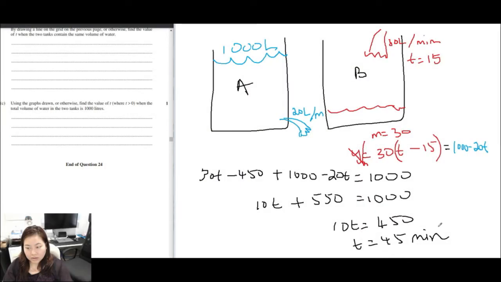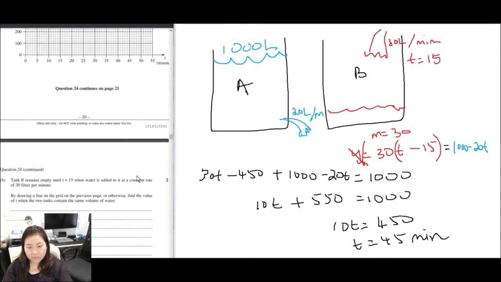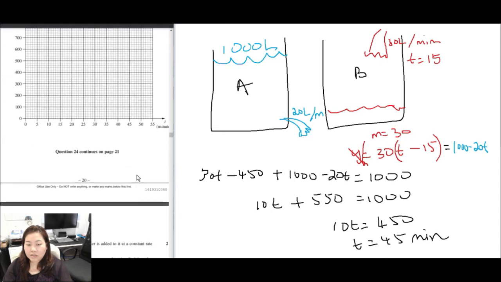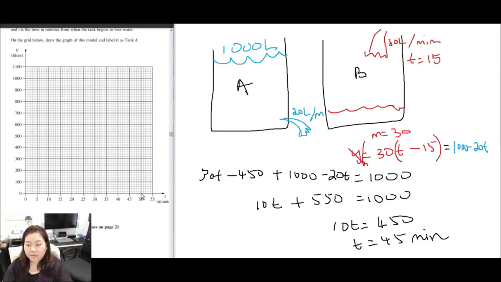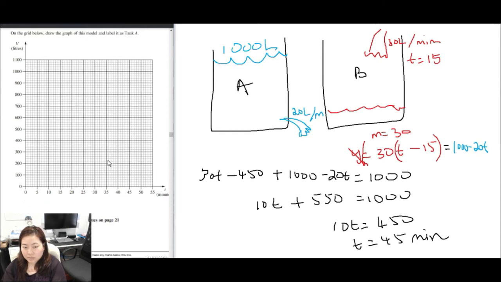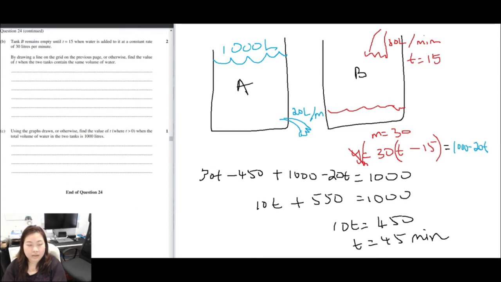Does that sound right? That can't be right. Did it go on for 45 minutes? Oh, it did, didn't it? It went on for 50 minutes. When did this get to 1000? This got to 1000 at 48 1/3 minutes, wasn't it? So 45 is possible. Okay, let's find out.